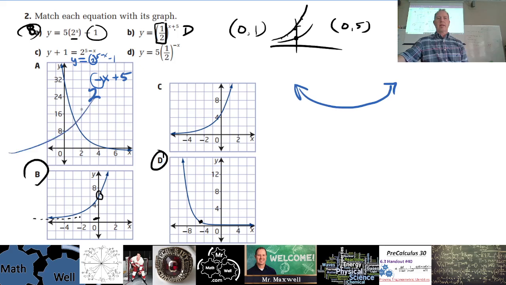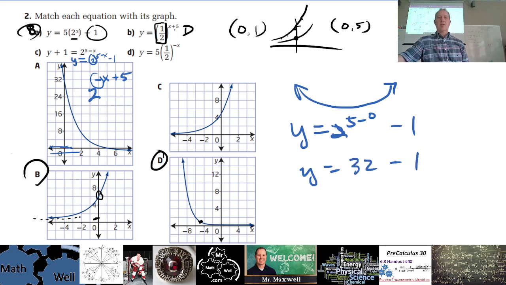So instead of going like this, it comes like this, right? And it's moved down 1 unit. So a horizontal asymptote of 0 would be negative 1. And x equals 0, if you just plug in x equals 0 here, so y equals 2 to the 5 minus 0 minus 1. That's y equals 2 to the 5, which is 32, minus 1. Should be about 31.